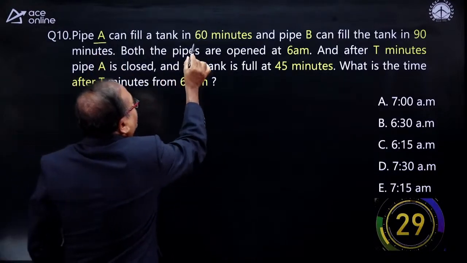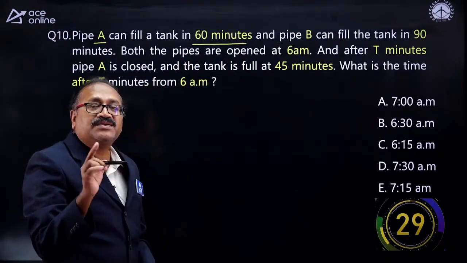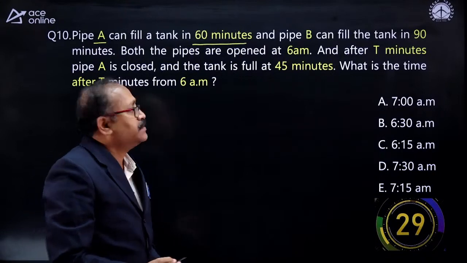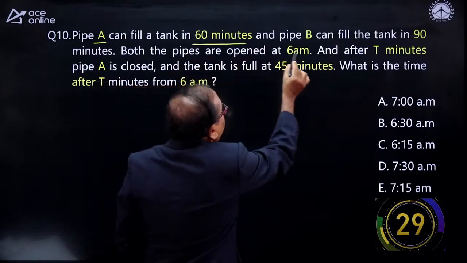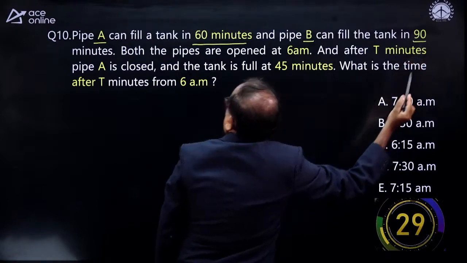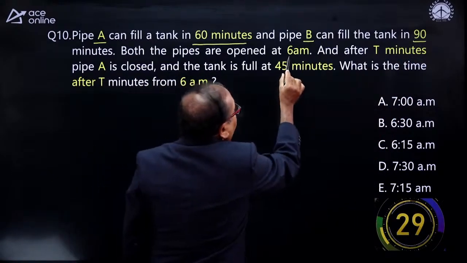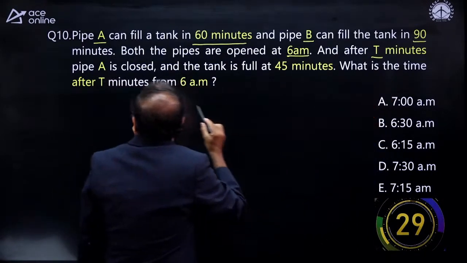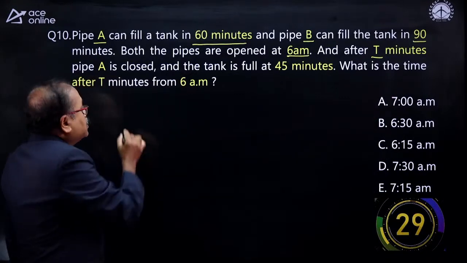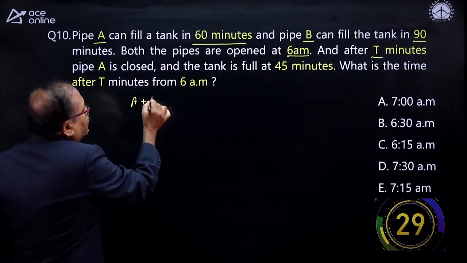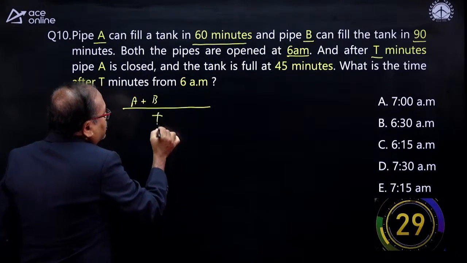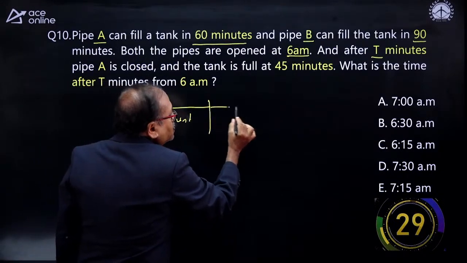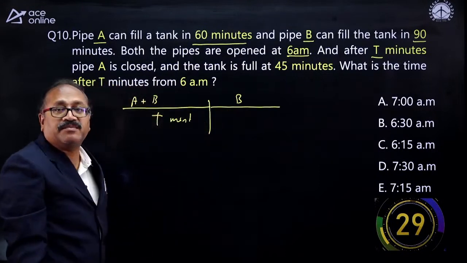Pipe A can fill a tank in 60 minutes. Pipe B can fill it in 90 minutes, and both the pipes are opened at 6 a.m. After T minutes, pipe A is closed. So A and B both are open here, and after T minutes A is closed, which means from here onwards B will fill the remaining part.